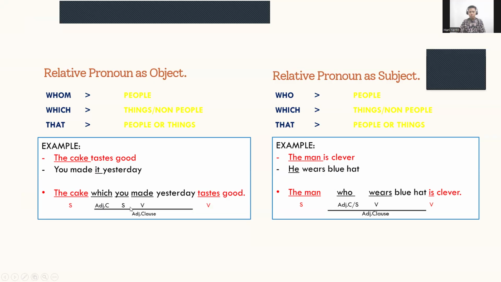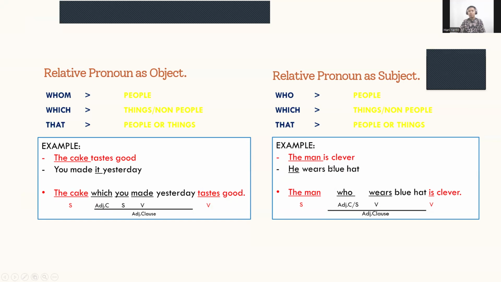In a clause there must be a subject and also a verb. The connector here is which, which has the function as the connector. You is the subject and made is the verb. But they are an adjective clause, one clause telling or giving information about the cake.